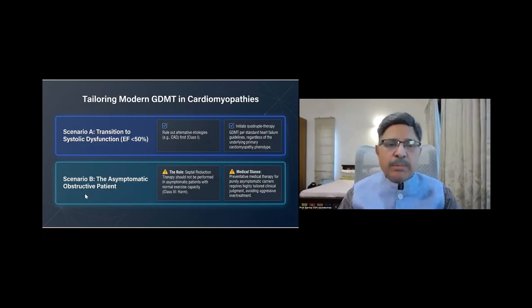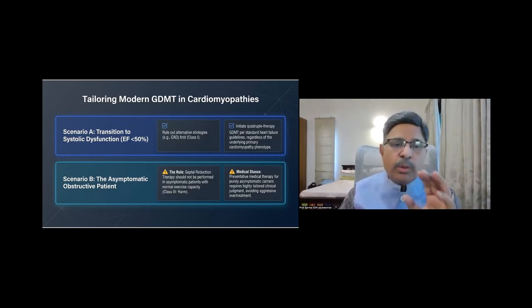Scenario B, asymptomatic obstructive patient: septal reduction therapy should not be performed in asymptomatic patients. I told you earlier, if the patient is asymptomatic, don't offer SRT. Septal reduction therapy is only for NYHA class 3 or class 4. Below that, we should not offer. Medical stance: preventive medical therapy for purely asymptomatic carriers requires highly tailored clinical judgment, avoiding aggressive over-treatment. This is very important for the guideline-directed medical therapy.